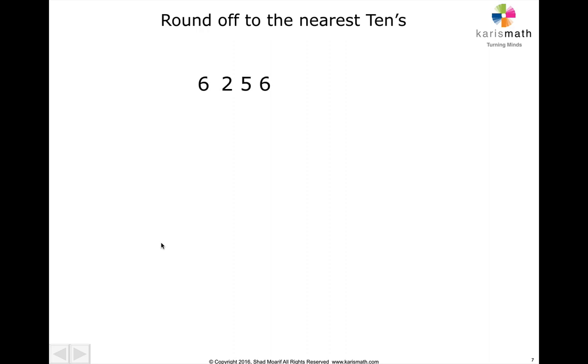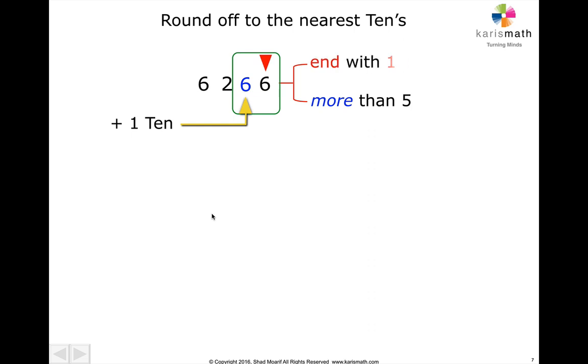Okay, let's do quick ones here. 6,256, what does that become? You're right. Very good. It becomes 6,260 because this is more than 5. Add one more 10 to this, and 5 tens is 6 tens. So the answer is 60. That's what we did. More than 5, add 1 ten, and it ends with a 0, which is 60.